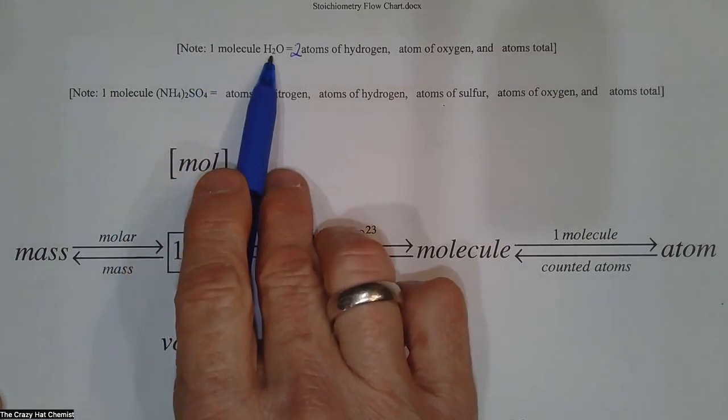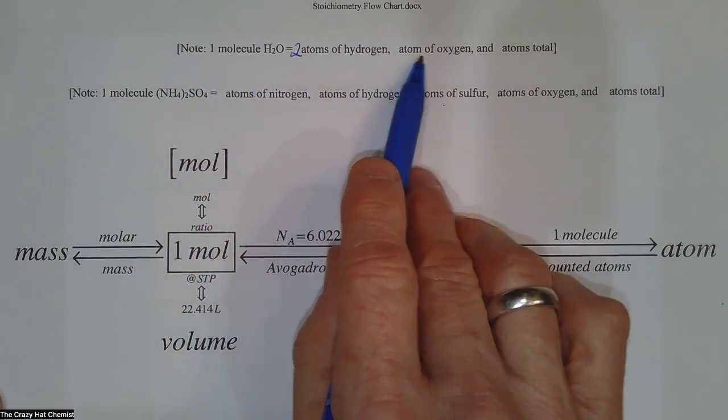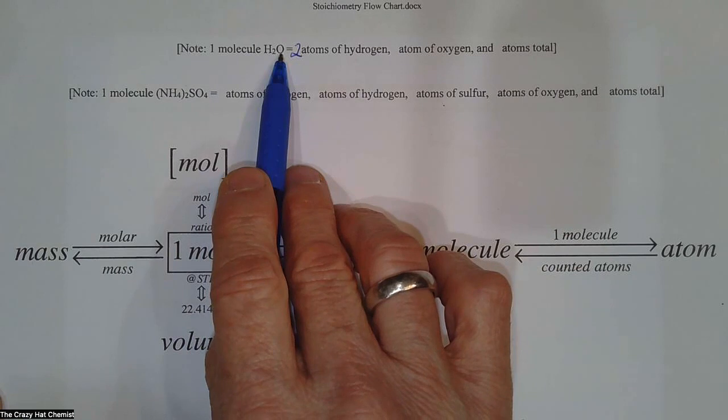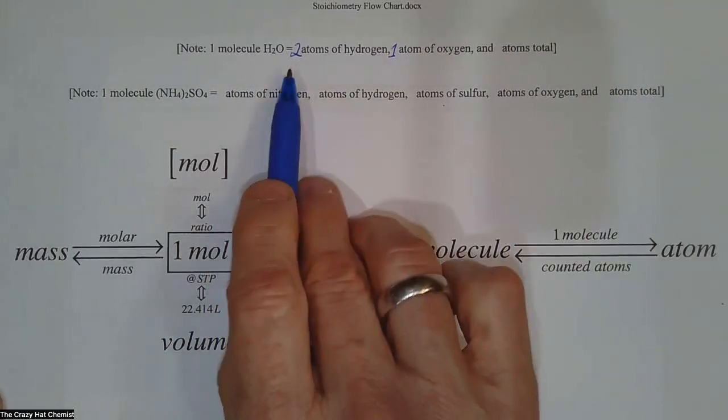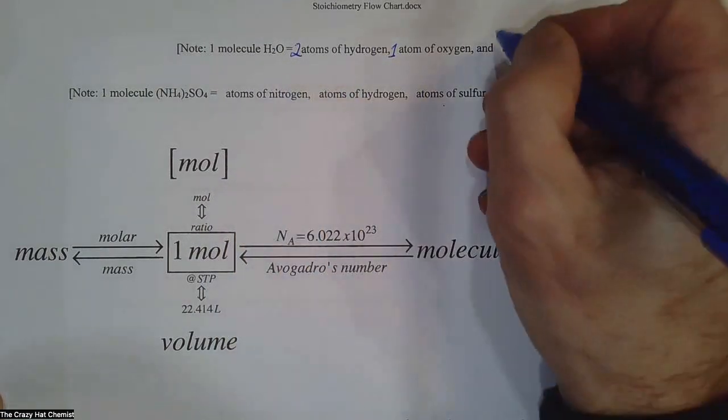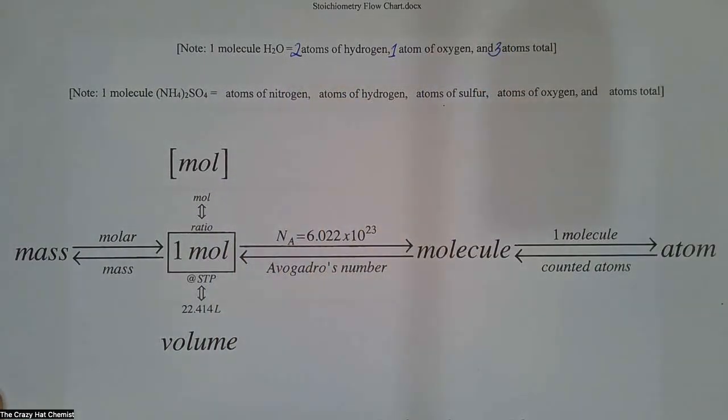And 1 molecule of H2O has how many atoms of oxygen? That would be 1, and that would be 1 right there like that. And the total number of atoms is the sum of the 2 and the 1. That's 3. Let's give another one a try.